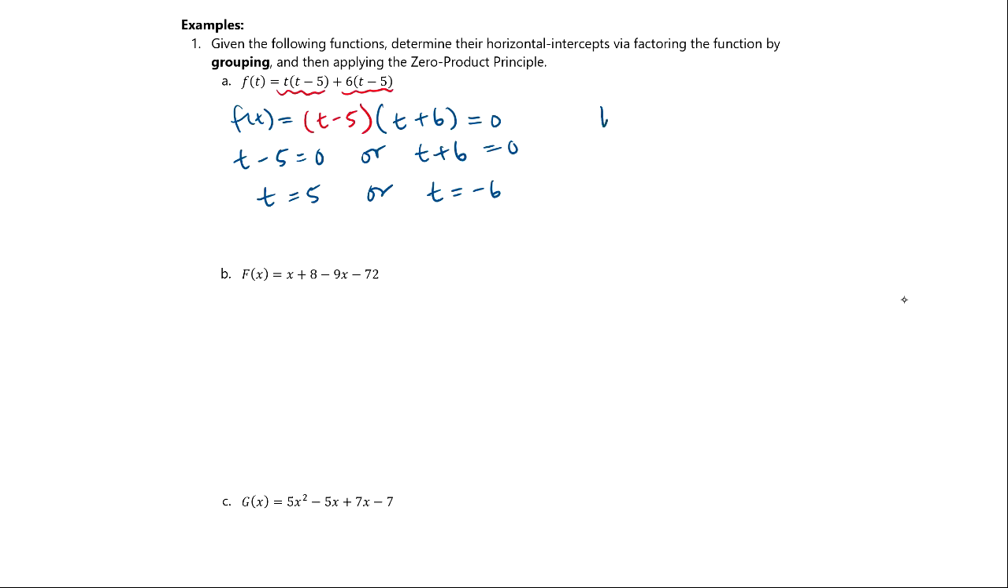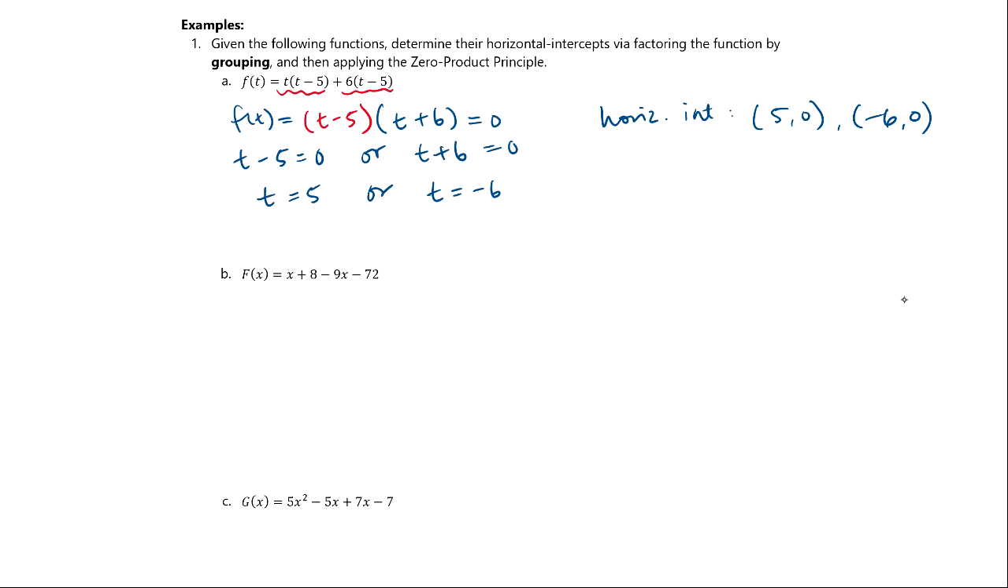If we want to list the horizontal intercepts, or our t-intercepts, we would have (5, 0) and (-6, 0). We still want to list these points in ordered pair form because these are points and we want to indicate both the x and y coordinates for that. In this case, both t and y coordinates.